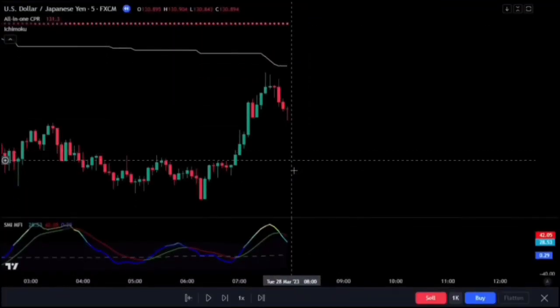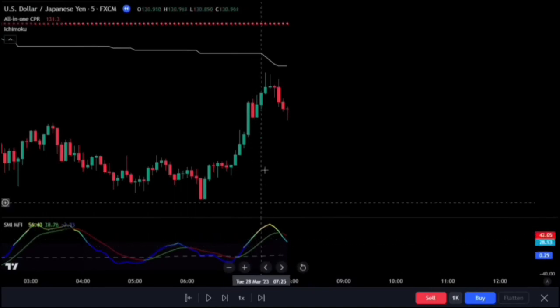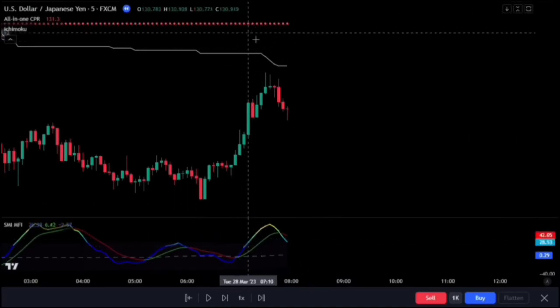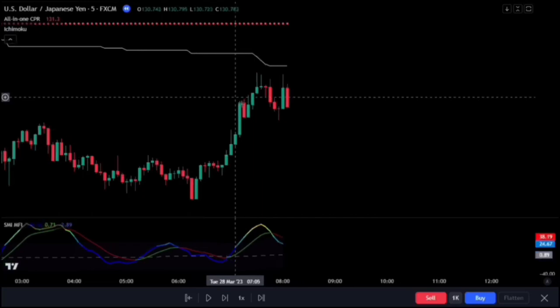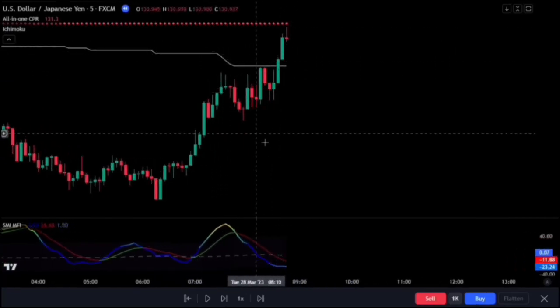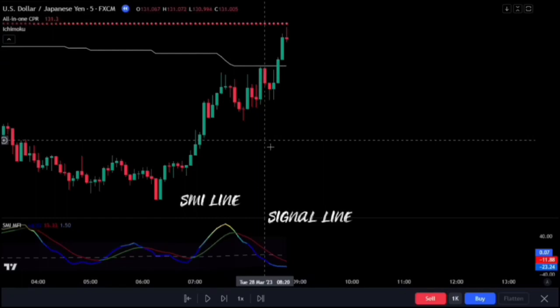For a valid sell signal, follow these simple steps. 1. The baseline needs to be below the pivot point. 2. Wait for the price to retrace and close above our baseline. 3. We would wait until we see the SMA line cross below the signal line, while both remain above our center line.